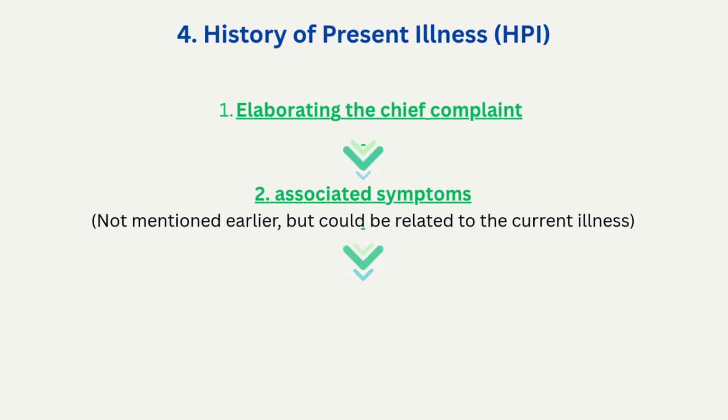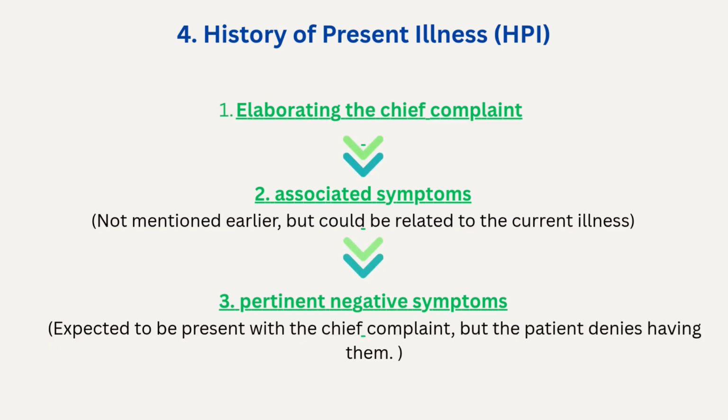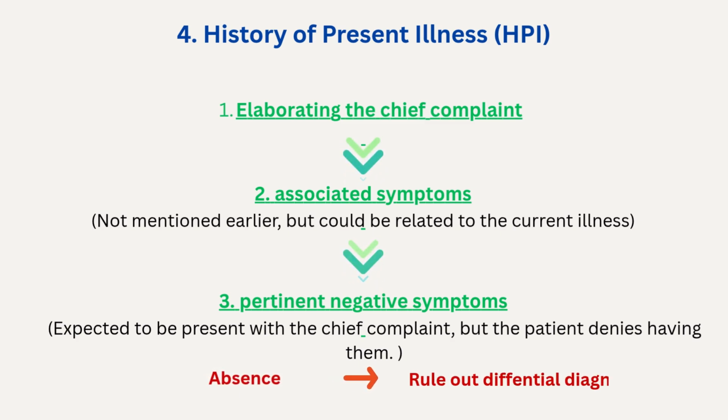Finally, we include pertinent negative symptoms. These are symptoms that we would typically expect to be present with the chief complaint, but the patient denies having them. These are important because their absence can help us rule out certain diagnoses. Always keep the progression of illness chronological, logical, and focused. If there was a previous admission related to the current condition, include that here with a brief summary. This structured and detailed approach helps in forming a solid foundation for the clinical diagnosis.